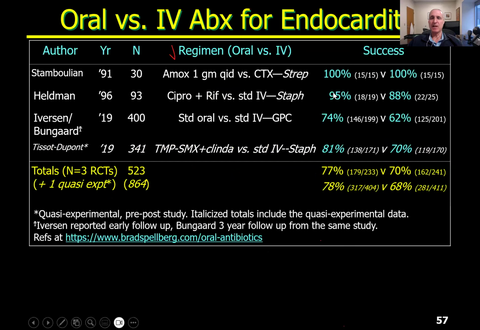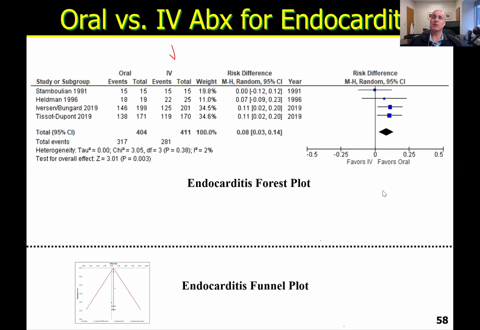Here is your summary table, oral versus IV. And again, the quasi-experimental study is shown in italics. Your weighted average without the quasi-experimental study or with, it doesn't actually change the results very much. It just increases the sample size. Here's your formal random effects meta-analysis forest plot. If you include the quasi-experimental study, you conclude statistical superiority of oral therapy.